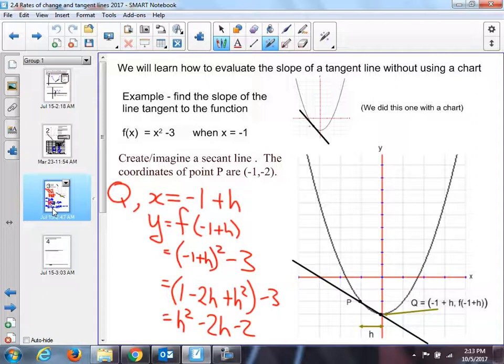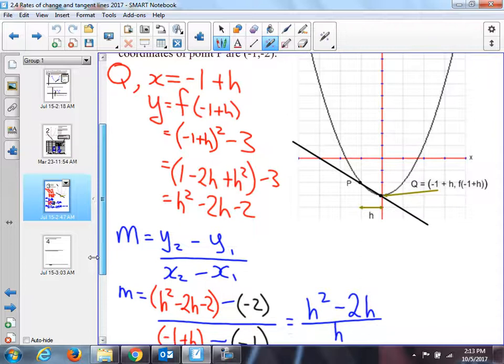This is where we imagine there's this little distance h between the x-coordinate of the point P and the x-coordinate of the point Q. We'll call that h. And we're going to try to minimize that distance h so that it's 0. So we take the slope. We work this out. We plug in whatever your value is for the point that you know, -1 in this case, as the x value. We say the Q value, the second value, will be -1 plus h. And we plug that into the function to find the corresponding y value. We work this out.